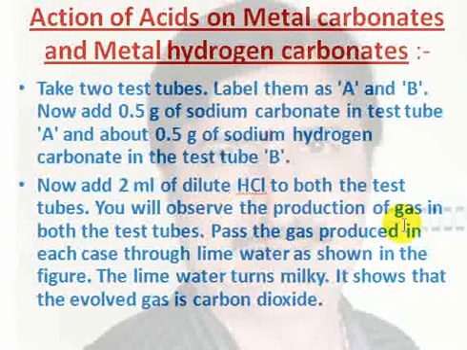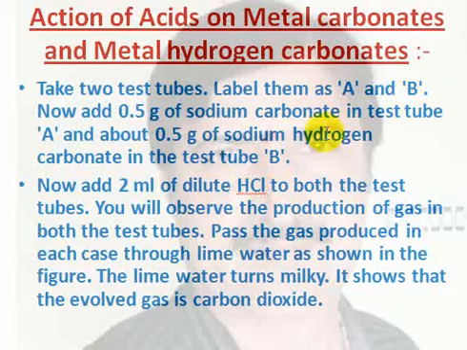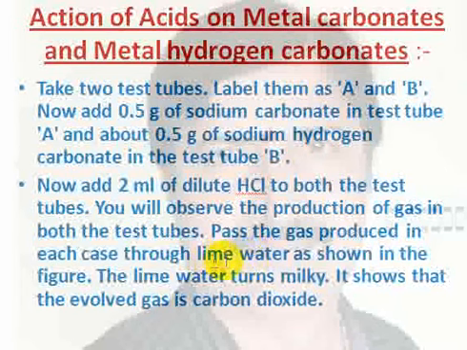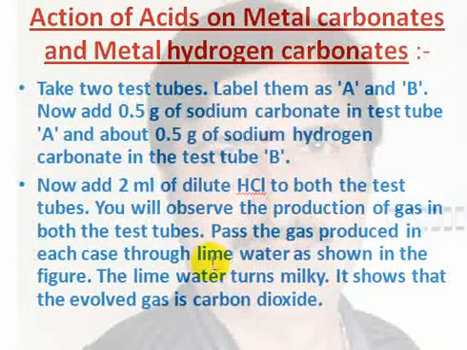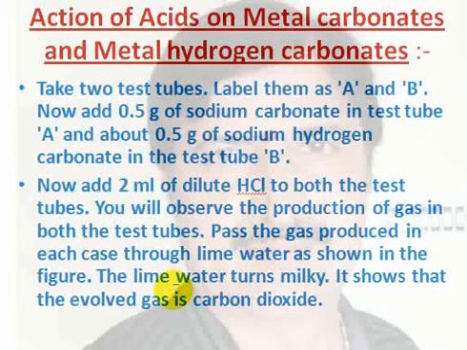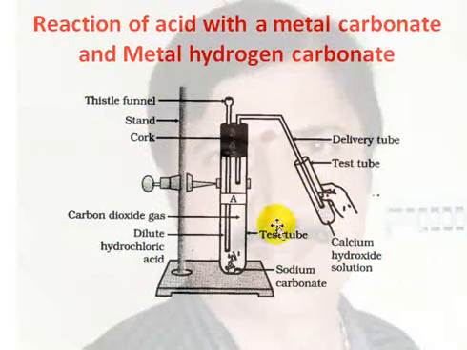You will notice the production of some gases in both the test tubes. Here in case of test tube A and in case of B, in both the cases some gas is liberated. Now pass this gas to the lime water, calcium hydroxide. Pass the evolved gas into the lime water as shown in the figure in the next slide. So lime water turns milky.